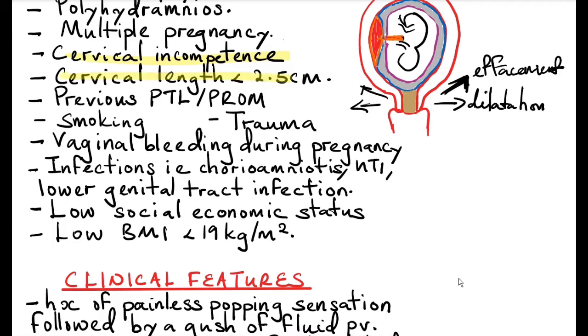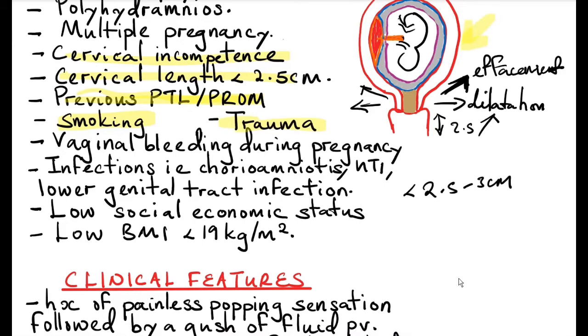This is seen where there's cervical length less than 2.5 centimeters. Remember that the normal cervical length is supposed to be at least 2.5 to 3 centimeters. So if the cervical length is less than 2.5 centimeters, it can end up in premature cervical dilatation and premature cervical effacement. Other risk factors like previous preterm labor and previous PROM also carry risk in the next pregnancy. Smoking has been associated with PROM, and also history of trauma.